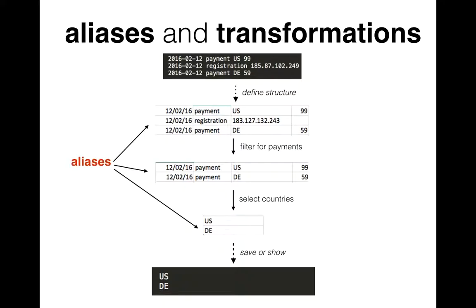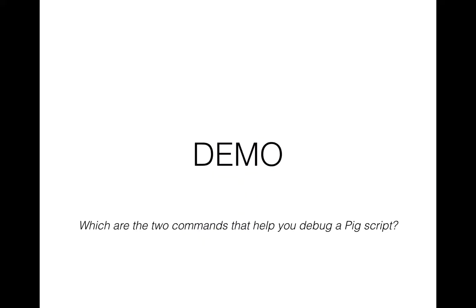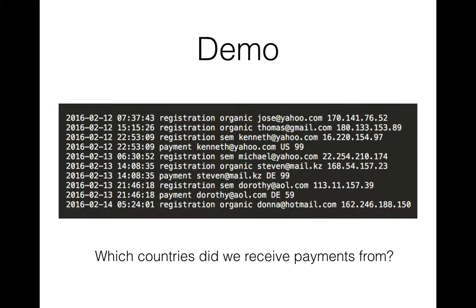So again, these are the aliases, the structured representation of your unstructured data, and in between, transforming an alias into another alias, this is what we call a transformation. So it's aliases and transformations. And what I want to show you still is how you can develop a Pig script and how you can debug a Pig script. This is what we will do.